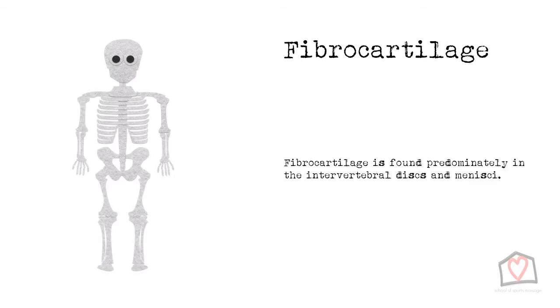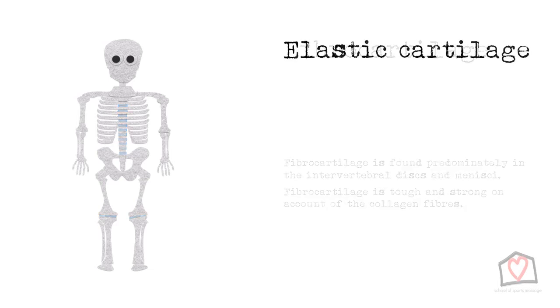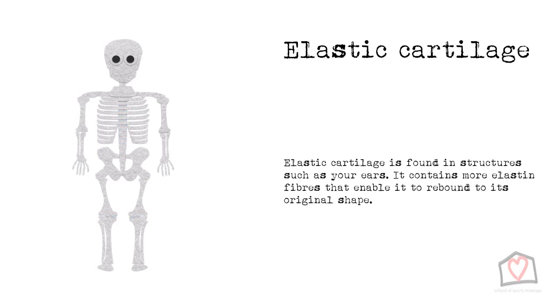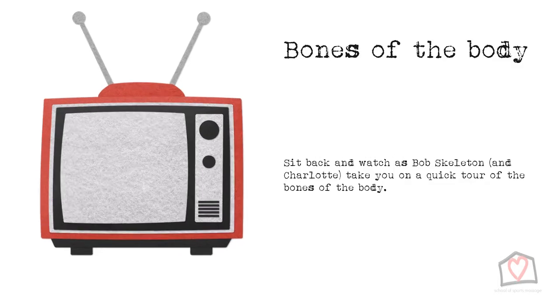Fibrocartilage is found predominantly in the intervertebral discs and menisci. It is tough and very strong by account of collagen fibres, preventing friction and absorbing shock. Elastic cartilage is found in structures such as your ears. It contains more elastin fibres, meaning that it is able to rebound to its original shape. Each bone in the skeleton is crucial for muscle attachment and can be shown clearly on Bob.